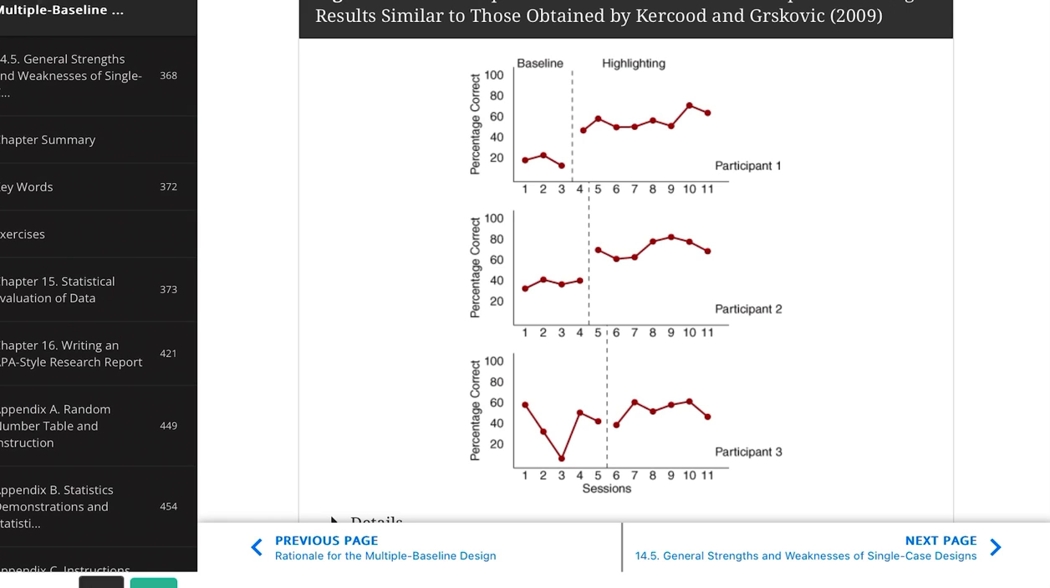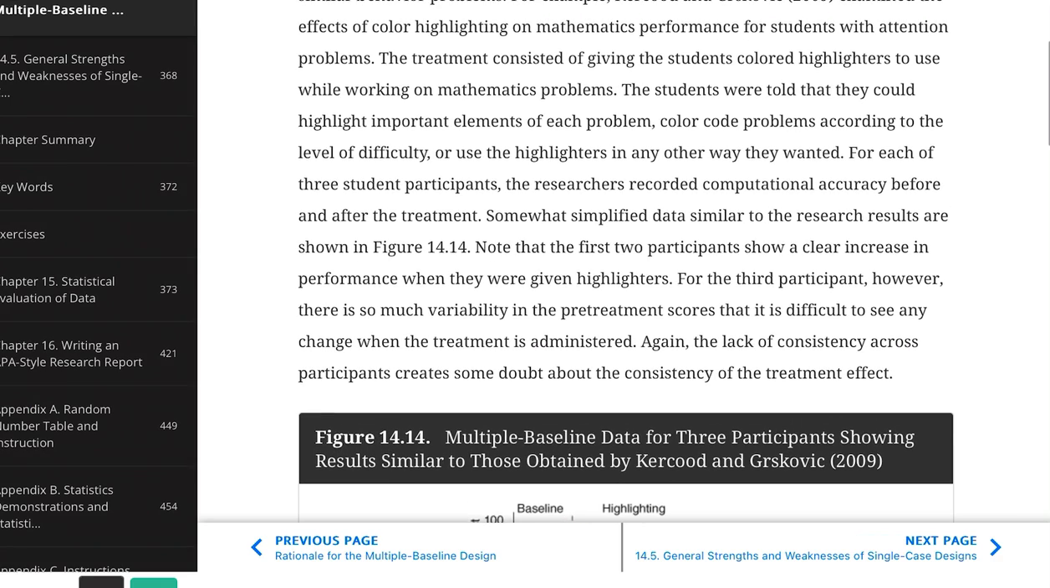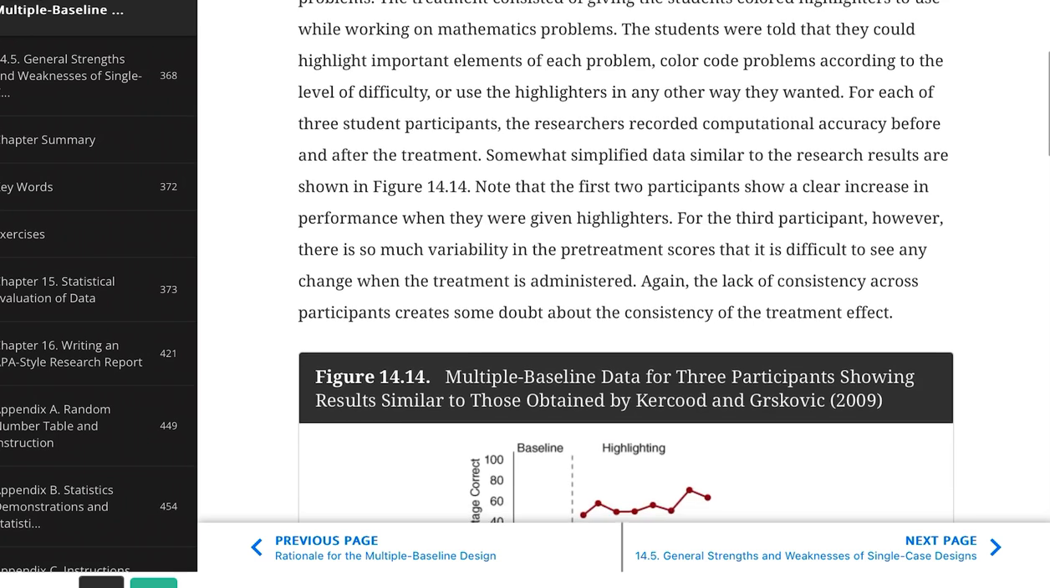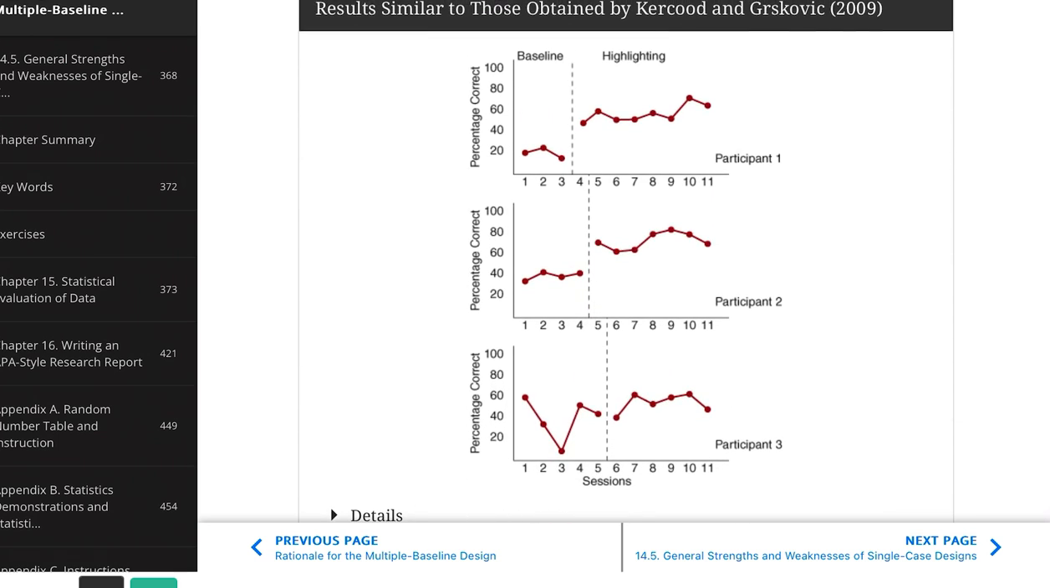So this is an example of a study that was showing, hold on, let me refresh my memory because this isn't what I thought it was. Oh, the color highlighting with math. Yes, sorry. So they used different color highlighters to help them learn these math concepts, to see their performance and see how it was affected.